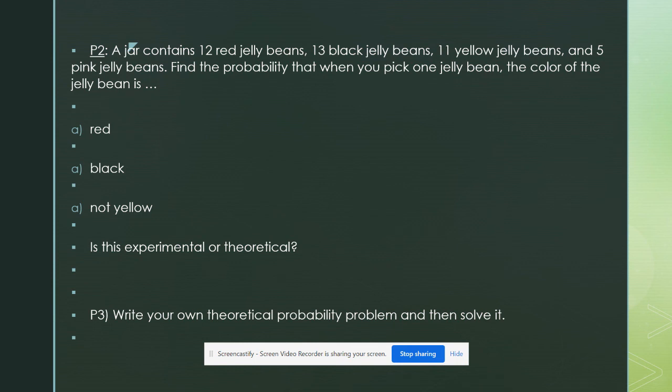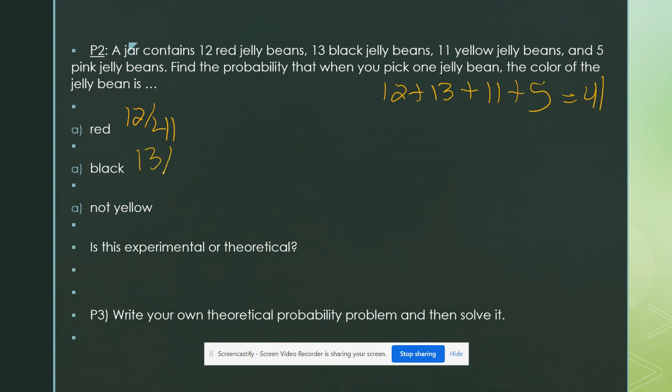The second example that we have today is talking about a jar of jelly beans. So we have 12 red, 13 black, 11 yellow, and 5 pink. So we need to start with, let's add those up. And when we add those up, we get 41. So the probability that when we pick a jelly bean, the color is going to be red would be 12 out of 41. There's no way to reduce 12/41, so we're just going to leave that alone.